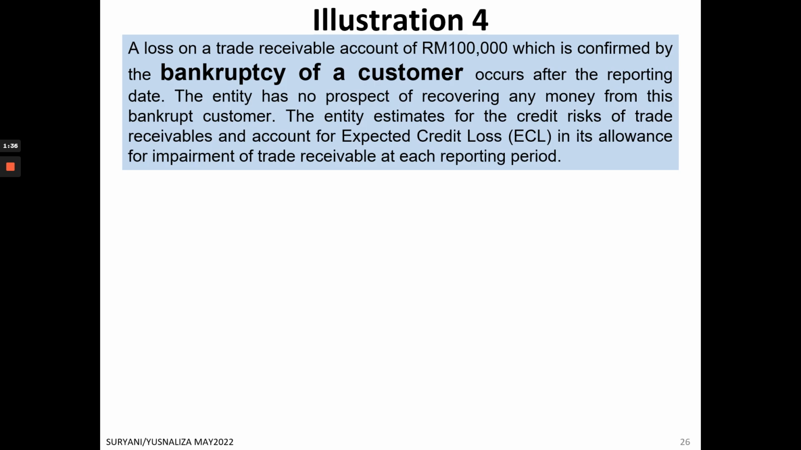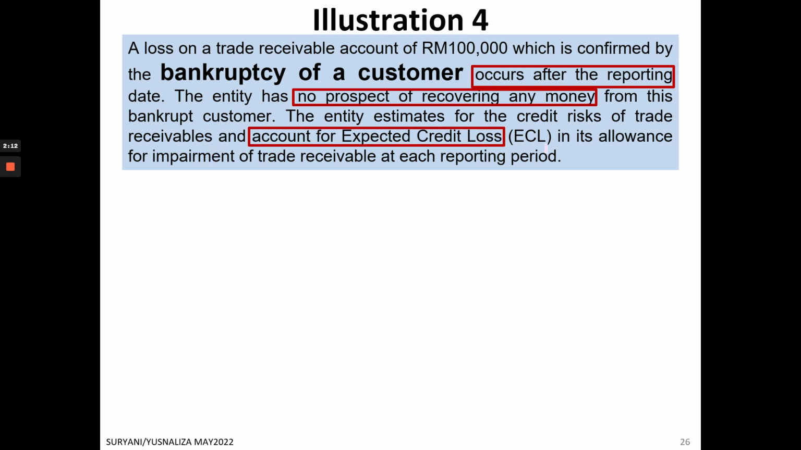So let's start with the first illustration, which is illustration 4, and this will illustrate adjusting event. Loss on trade receivable account of 100,000, which is confirmed by the bankruptcy of the customer, occurs after the reporting date. So after the reporting date of the company, the entity has no prospect of recovering any money. Reporting date perhaps is 31st of December 20X3, for example. So the entity estimates the risk of trade receivable and accounts for the expected credit loss, the ECL, as per MFRS 9, and its allowance for impairment.